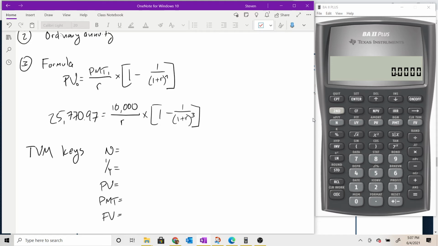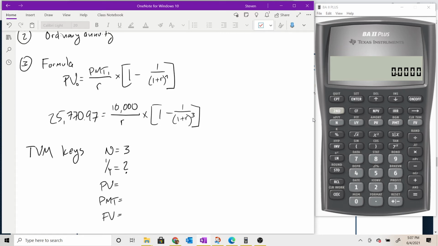All right, N, and this one is the number of payments. That's 3. I over Y is what we're looking for. We've got the present value for this one, and here we're going to be entering information on all 3 cash flow keys, on the PV, the PMT, and FV. So keeping track of the relative direction of the cash flows is going to be really important for the calculator. And we'll see, after we calculate it, what happens if we don't get that right.